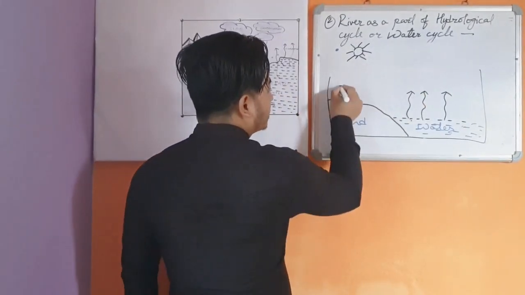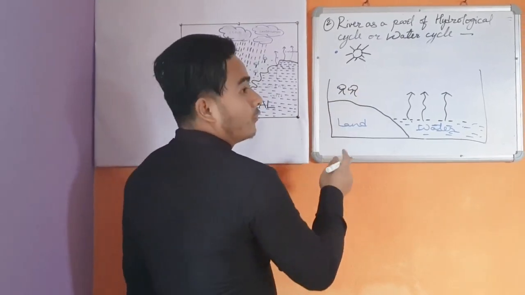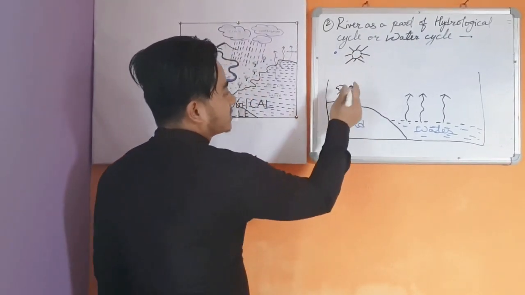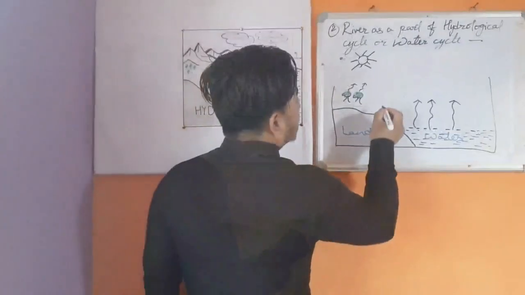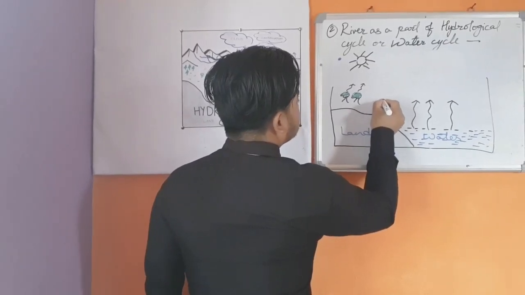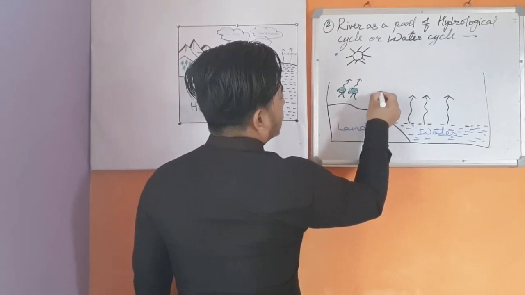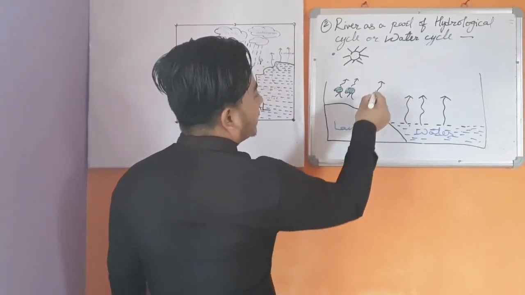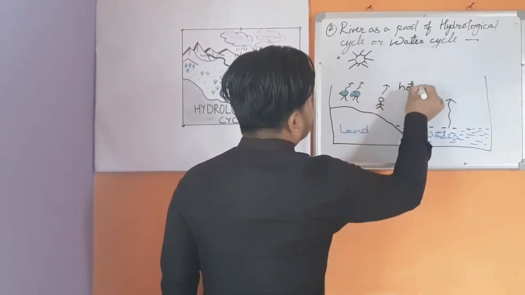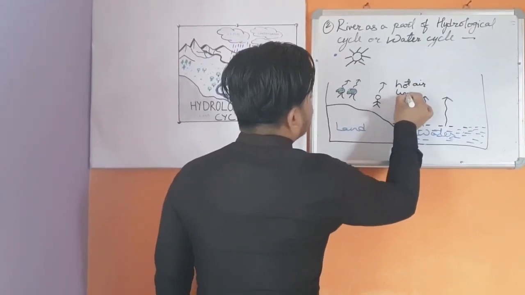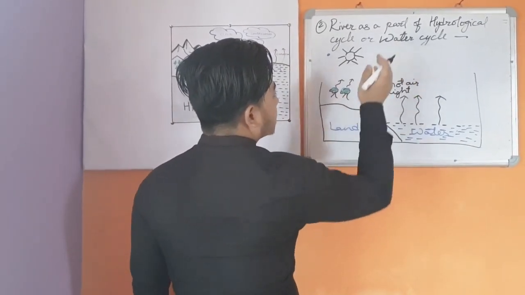At the same time, the green plants undergo photosynthesis in presence of the sun and release water vapor into the atmosphere. In the same way, during transpiration, animals and human beings also release water vapor into the atmosphere. Water vapor is hot air and light. It has the tendency to go up into the atmosphere.